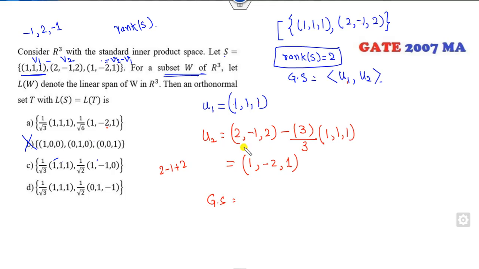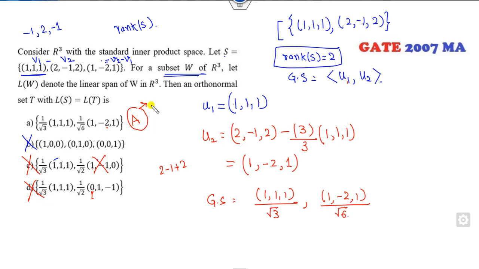What is the Gram-Schmidt? The first value is 1 1 1 divided by its magnitude. Then 1, minus 2, 1 divided by its magnitude. 4 plus 1 plus 1 is root 6. Again, you can see it's 1, minus 1, but we need 1, minus 2. So this option is cancelled. It's 0, but we need plus 1. It's cancelled. Only the right option, A, is the correct option.